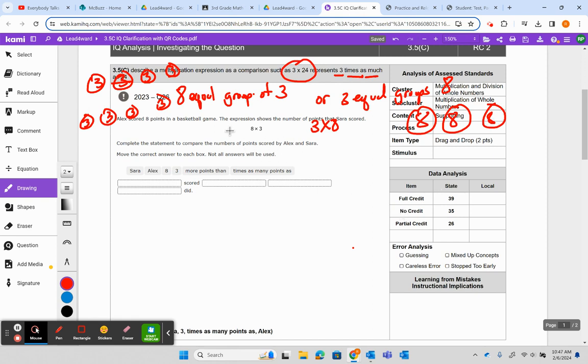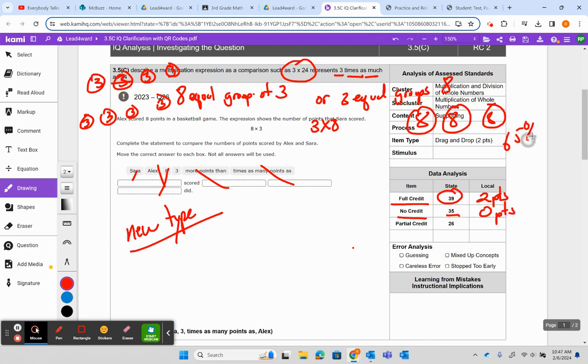Students were tested this past year on a new type of item that was not multiple choice. It's called a drag and drop. The kids drag these numbers and sayings into little boxes. Full credit, which is 2 points, went to about 40% of the state. No credit, 0 points, went to 35% of the state, so only 65% of our students received some kind of point. Partial credit, which is 1 point, went to about a quarter of our kids, 26%.